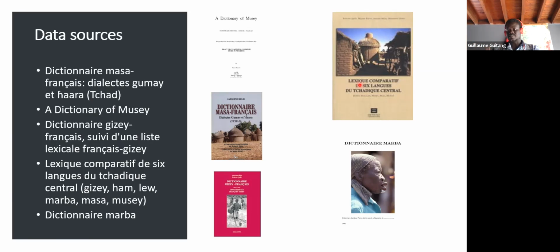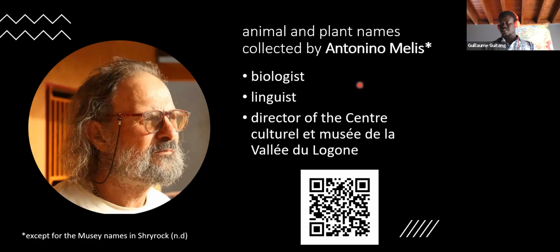Now, apart from the data in this draft dictionary by Schreierock, most of the animal and plant names that I'm going to discuss were collected by Antonino Melis. I think I saw Melis here. Bonjour, Padre. Melis is a biologist and a linguist, and he is currently acting as the director of the Centre Culturel du Musée de la Vallée du Logon in Yagua. You can Google Centre Culturel Musée de la Vallée du Logon. There is a very informative website that you can consult, or you can use the QR code that I prepared there if you have time to scan it.